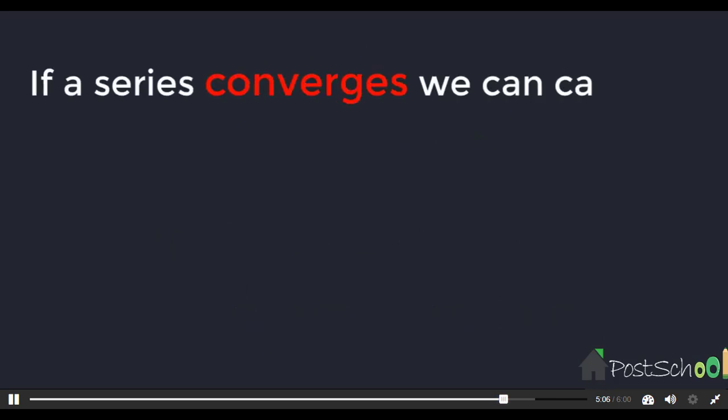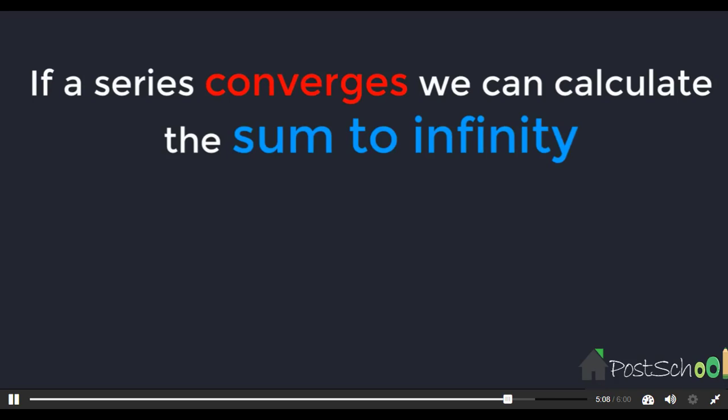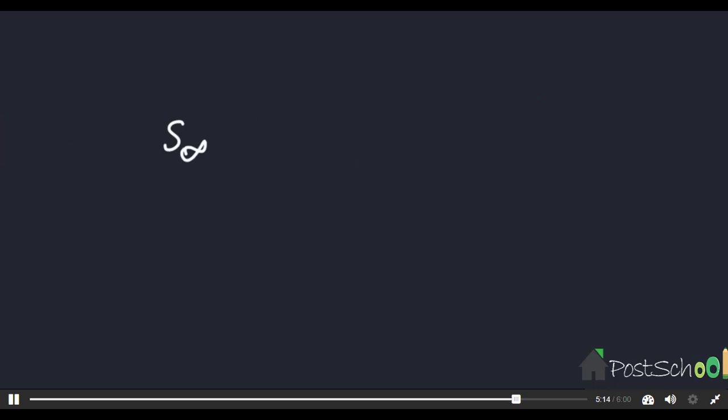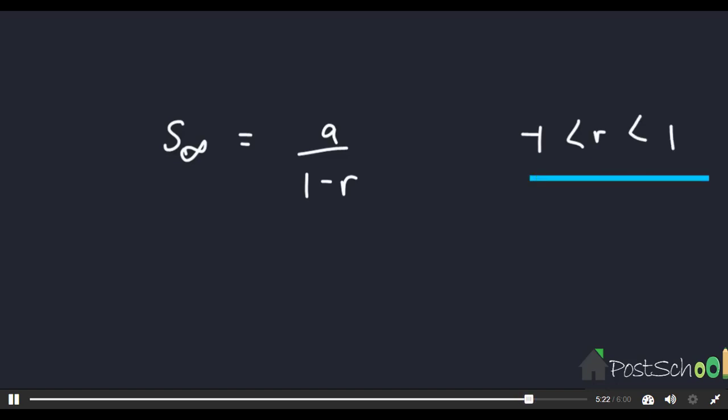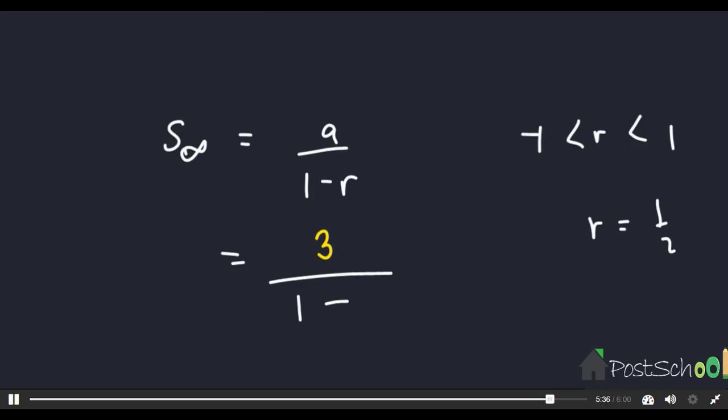So for the series which converge, we can calculate the sum of all the terms in the series and get a finite number by using the formula. If a series has r in this range, we can use this formula to find the sum to infinity. So using the last example, we can calculate the sum to infinity since r was equal to half, by substituting a as 3 and then r as half, 1 minus half. So what are we going to get? We are going to get that the sum to infinity is 6 in this case.